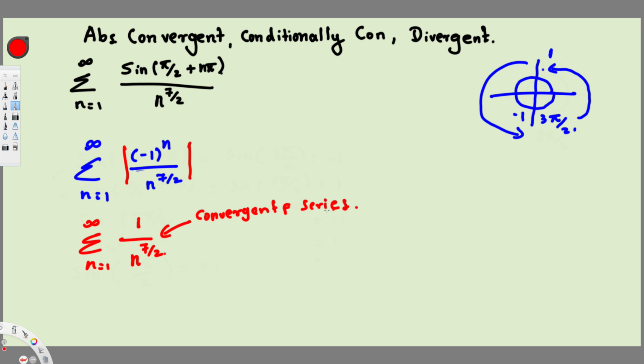So if you get convergence for the absolute value, you don't have to do anything else. You can directly go ahead and say this is an absolutely convergent series. So that's going to be the answer for this question.